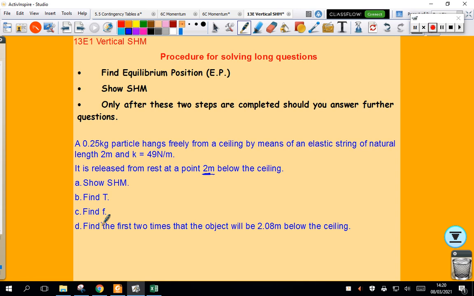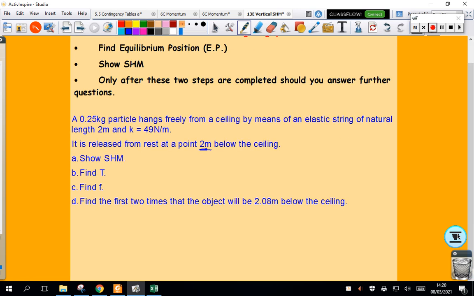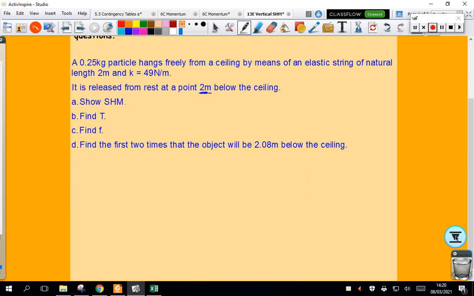So let me go through this question. First of all, I want to find the equilibrium position. It's hanging freely from a ceiling by means of an elastic string. So if I draw the force diagram here for this particle, what will the force diagram look like? Well, it's hanging from the ceiling, and it's going to have a force acting downwards and a force acting upwards.